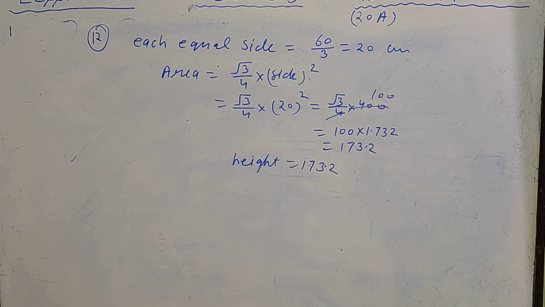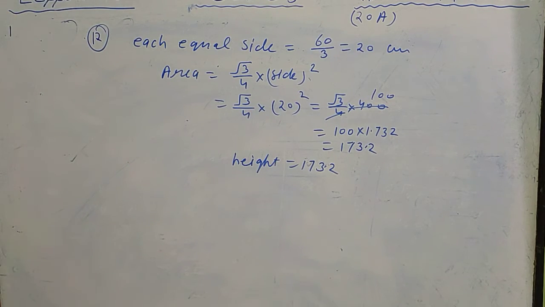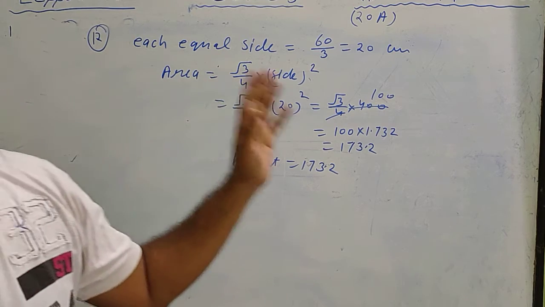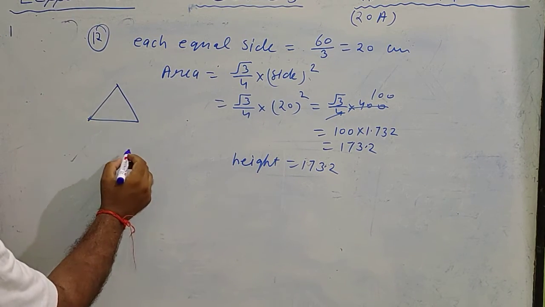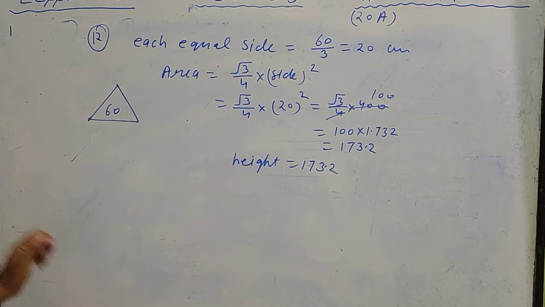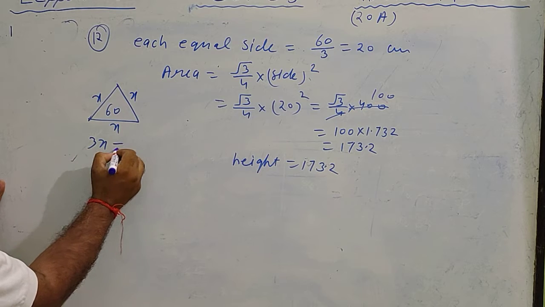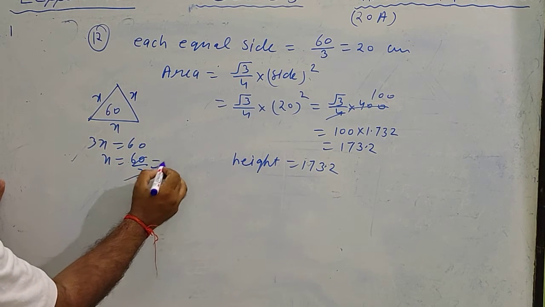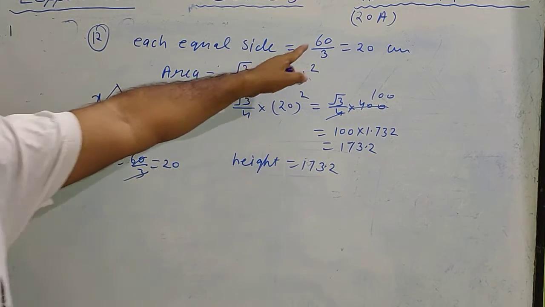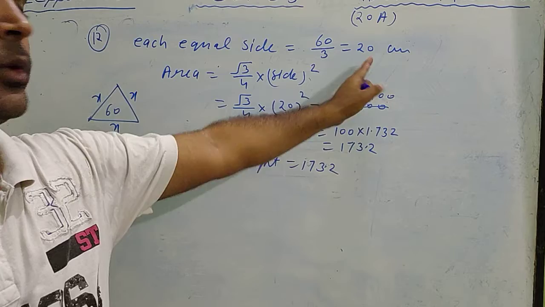In an equilateral triangle all three sides are equal. It is given that the perimeter of the equilateral triangle is 60, and all three sides are equal, say x. So 3x is equal to 60. So x is equal to 60 by 3, which is 20. So we divide 60 by 3 and we get the answer 20, means the side will be 20.